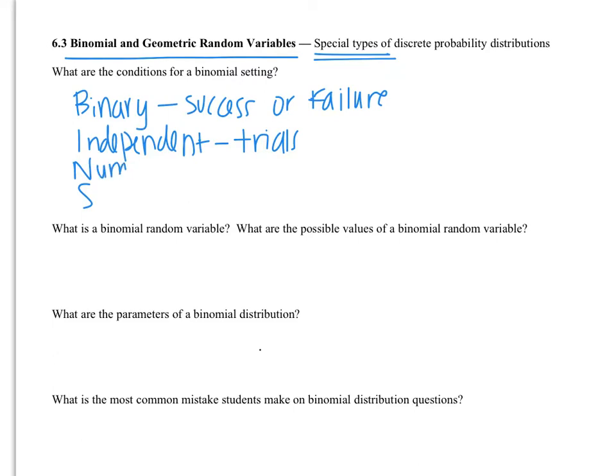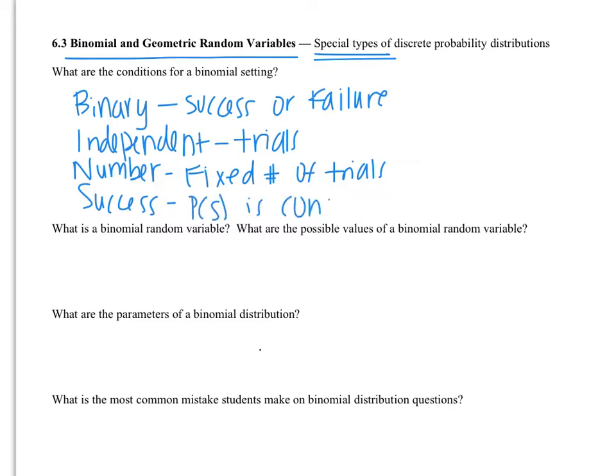N stands for number. I know that's not very specific. What I mean by that is a fixed number of trials. And S stands for success. What I mean by this is that the probability of success is constant. So the probability of success in the first trial is going to be the same as the probability of success in any other trial.